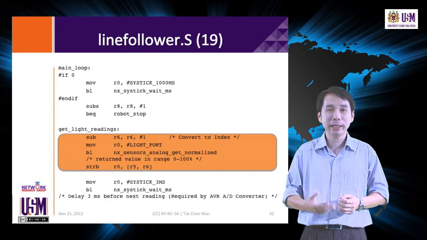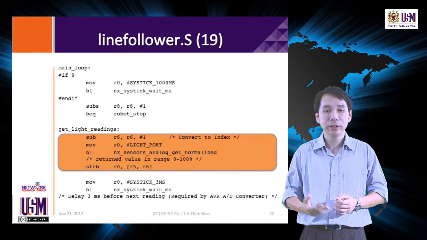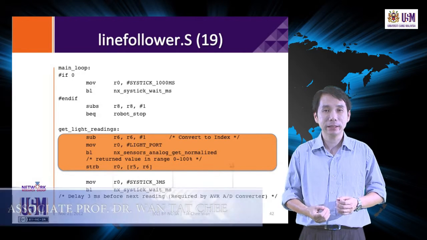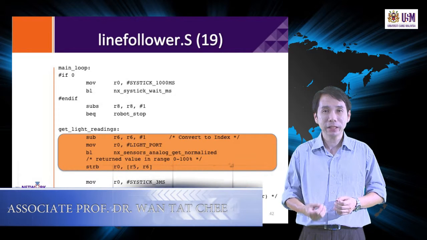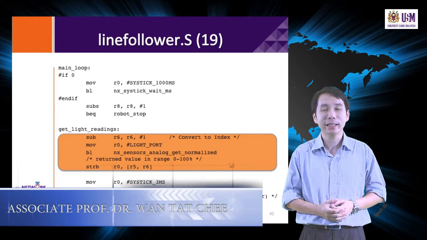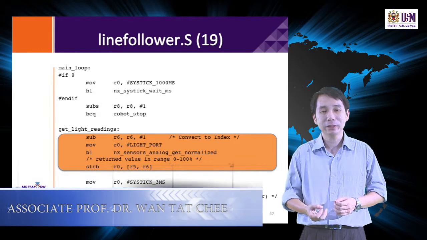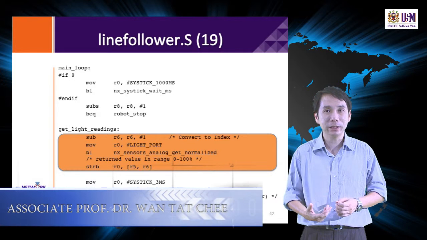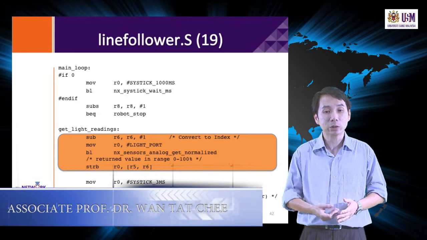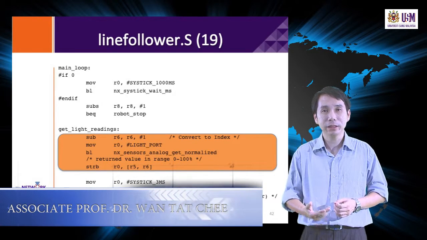Next, we will try to gather some light sensor readings. Here, we use R6 as the index register. Given that we initialized it previously to the size of the array, we need to decrement it by 1 to convert it into an index. And using the index, we will then retrieve the light sensor reading from the sensor itself and store it into this array at the given index.